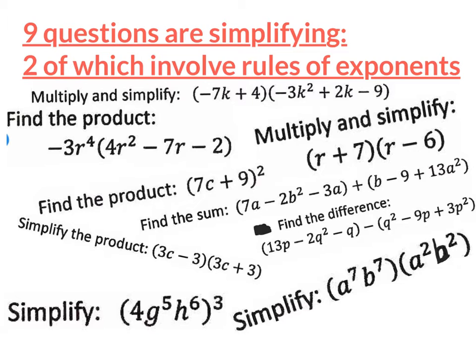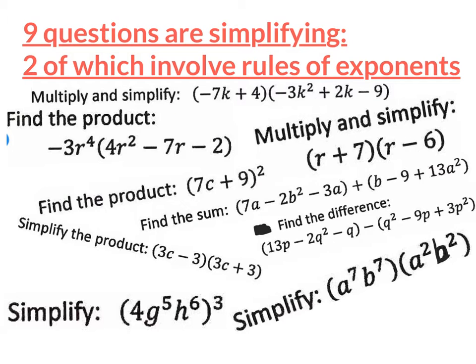Okay, so simplifying, in my opinion, is the easiest thing in algebra. You're just adding, subtracting, and multiplying, right? So if you know how to simplify, you should get at least 9 questions right, and that's a pretty large chunk of the test, right, the final exam. So what I did was I cut out all the different questions that are related to simplifying, and I just stuck them all right here.